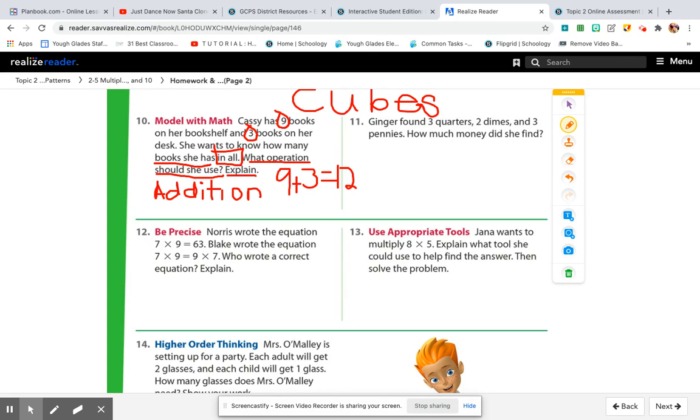Now let's look at number 10. Ginger found 3 quarters, 2 dimes, and 3 pennies. How much money did she find? This is a good review on money. So you have 25 cents is how much quarters are worth. And 2 dimes. Dimes are 10 a piece. And 3 pennies. Pennies are 1 a piece.